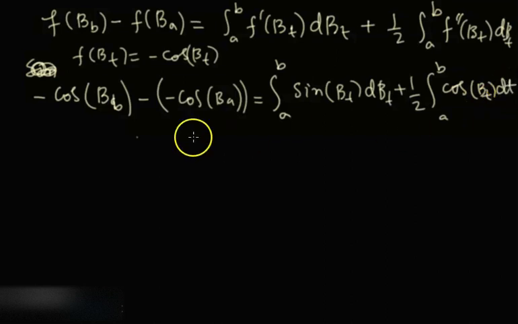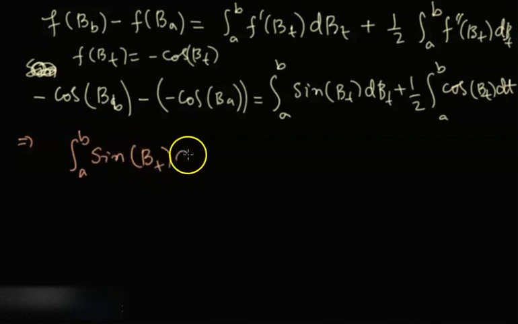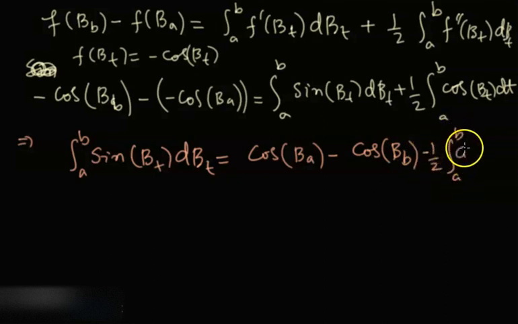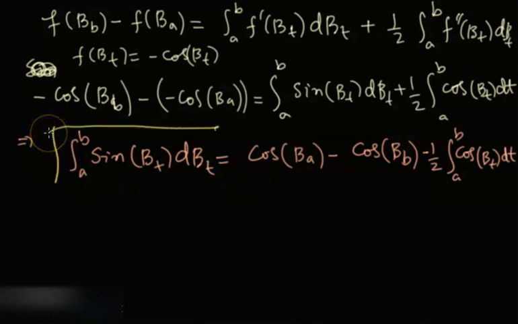Okay, so after simplification, we get that the integral from a to b of sine of B_t dB_t is equal to cos of B_a minus cos of B_b minus 1/2 the integral from a to b of cos of B_t dt. So this is going to be the expression for the Ito integral of sine depending only on Brownian motion.